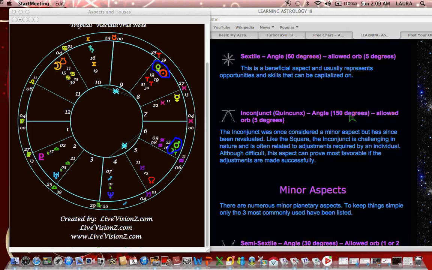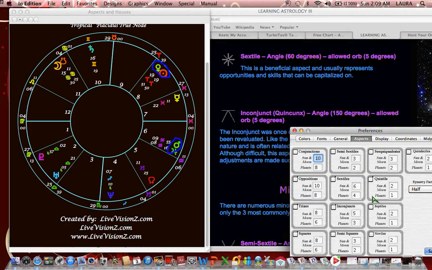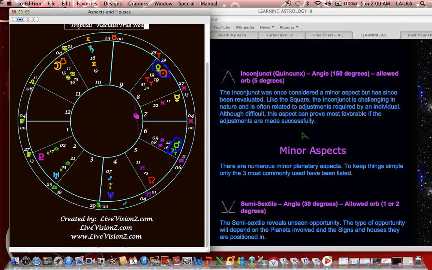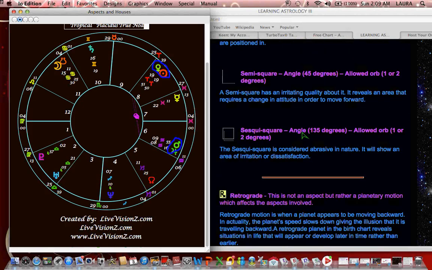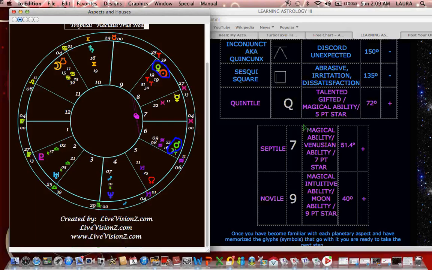All right, now I'm going to show you one more aspect here. I think the quintile. The quintile shows you magical ability, and not everybody has it in their chart. There's also septiles and noviles, too, which show magical ability. The quintile shows a talent, a gift or magical ability, and you want to see where this is in the chart. It's 72 degrees, which is basically 2 houses and 12 signs away.